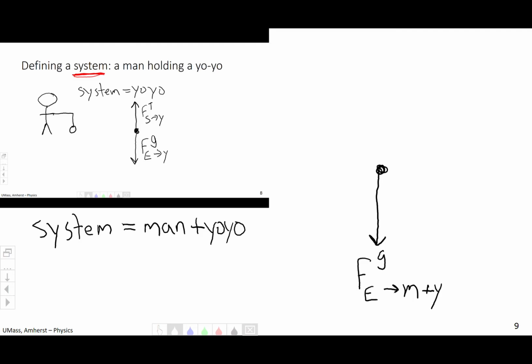All right? And now the only other force that we need to consider, since we're not moving, is the ground. And the ground is acting, there's a normal force of the ground on, and again, when we're talking on what? On the system, man plus yo-yo. And that's it. That's our system. It's not moving. There's a force downward. There is a force upward. All right. One more.